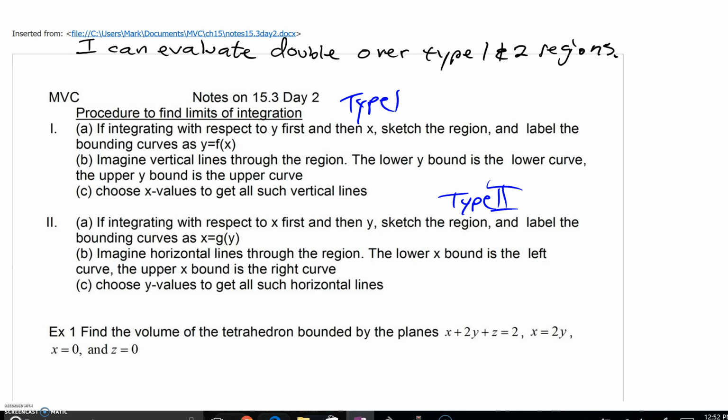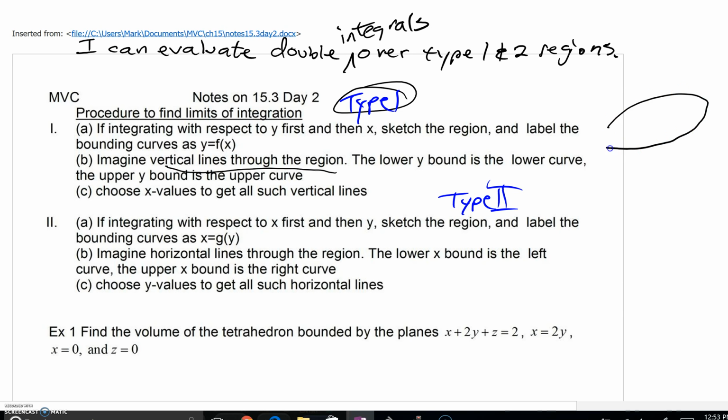So we can evaluate double integrals over type 1 and type 2 regions. What was type 1? Well, the procedure to find that, if you're integrating with respect to y first and then x, when you sketch the region, you're imagining vertical lines going through the region. And as you've got all these vertical lines, the lower y bound is the lower curve, the upper is going to be the upper bound in the integral. Choose x values to get all such vertical lines.